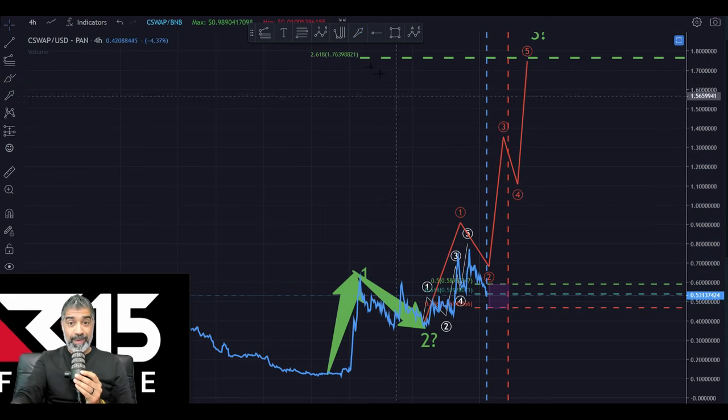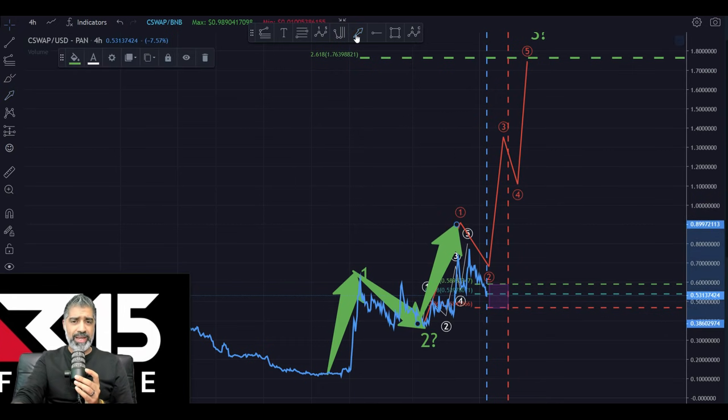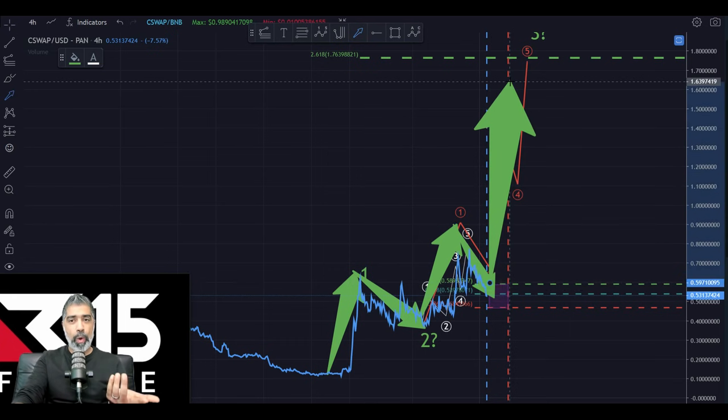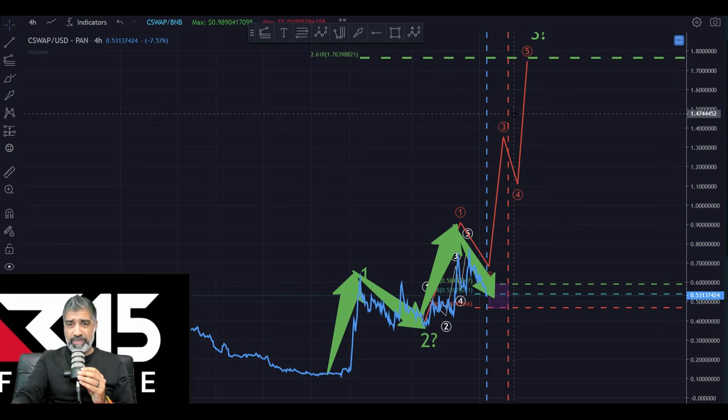So what I'm seeing here, it looks like we've done this initial wave one of a wave three, and it looks like, textbook style, we're forming this wave two of a wave three, and then we should anticipate a wave three of a wave three, which tends to be quite impulsive, quite aggressive. Is it guaranteed? Absolutely not. But there's a few pieces of information that are telling us that.